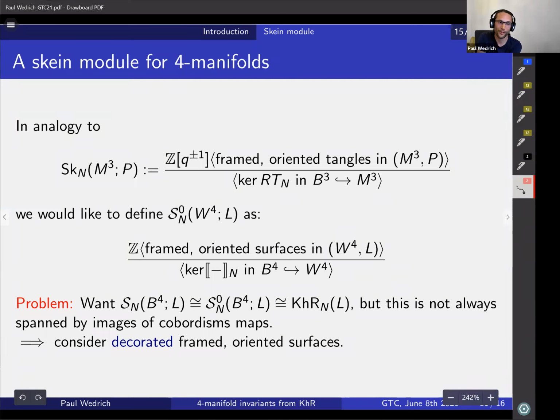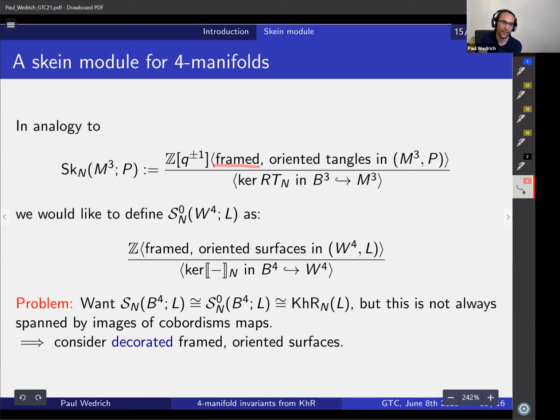4-manifold with a link in the boundary as follows: we form a free abelian group spanned by framed oriented surfaces in the 4-manifold with boundary that link. And then we mod out by the local relations that are satisfied by the Khovanov-Rozansky bracket. Okay, that's the exact analog of this construction up there.